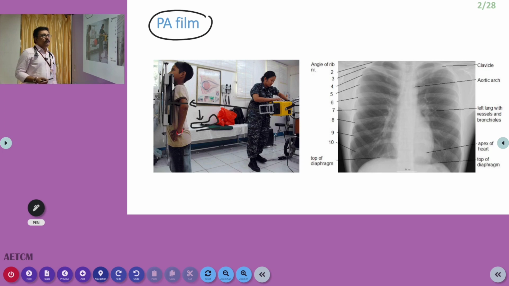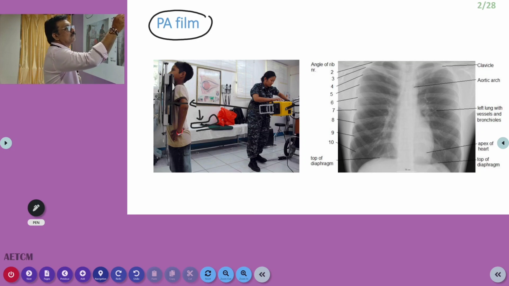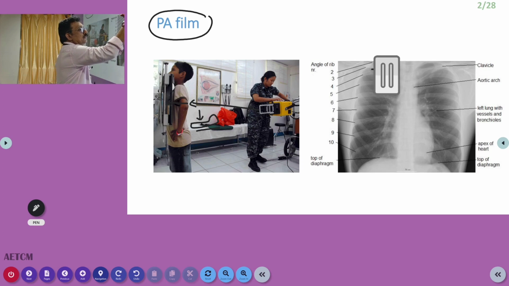So normally we take a PA view. In a PA view, we have to see certain things to know whether the X-ray is properly placed or not. The most important thing you can see here is the clavicle. Both clavicles should be equidistant from the center. The flame-like thing is the spinous process. From there you can see the distance is the same. That is the most important thing. So the first one is position.